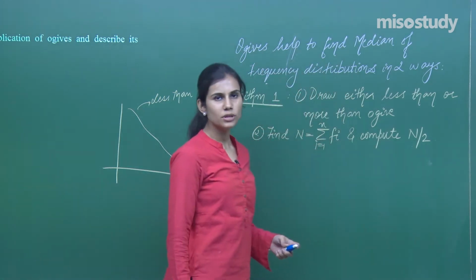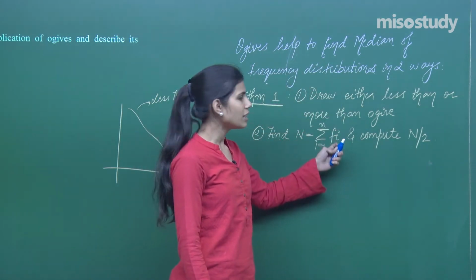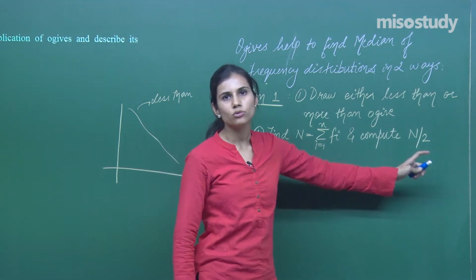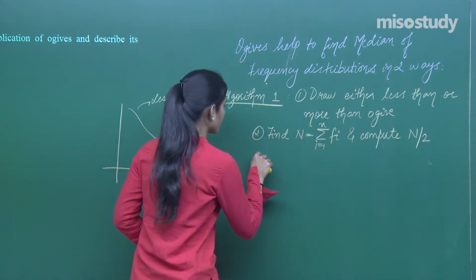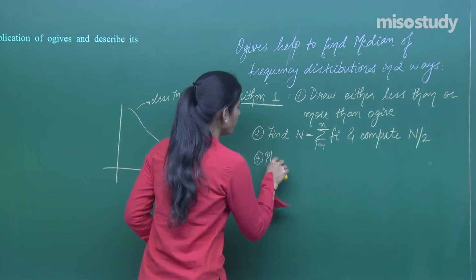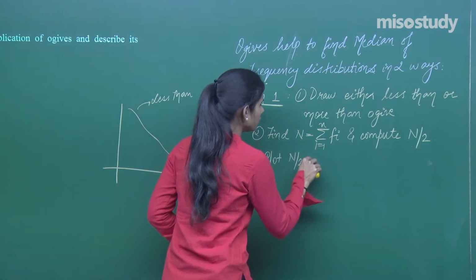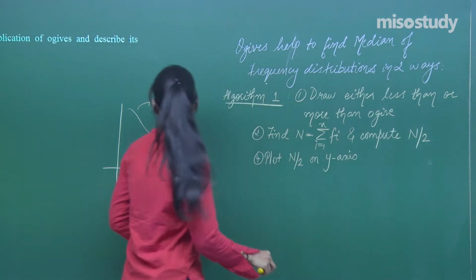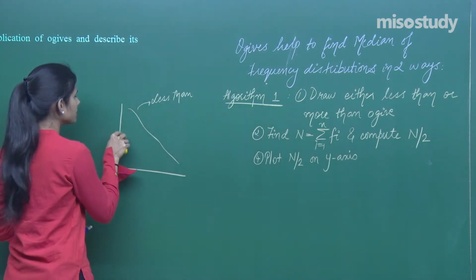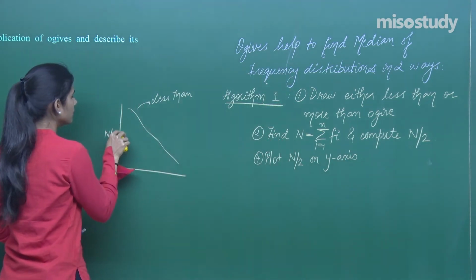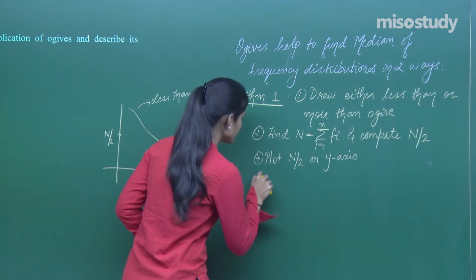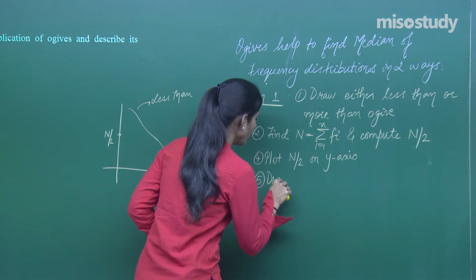This will be some value. So a frequency distribution is given to you. You have so many frequencies, add them all up, get capital N, divide N by 2, get N by 2. Plot N by 2 on the y-axis. So on the y-axis, suppose this point is N by 2. Mark that point.